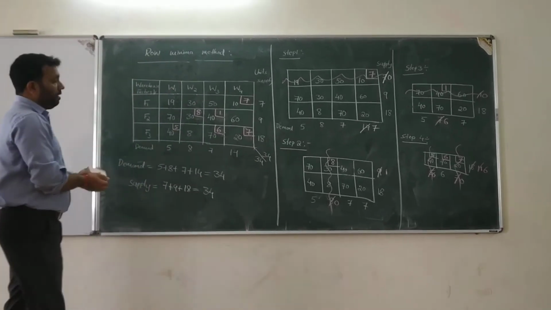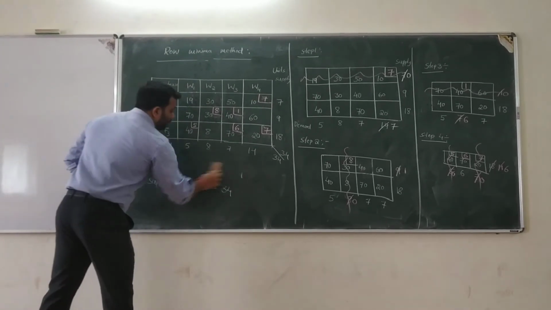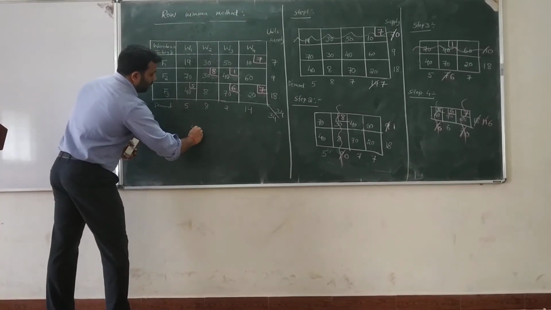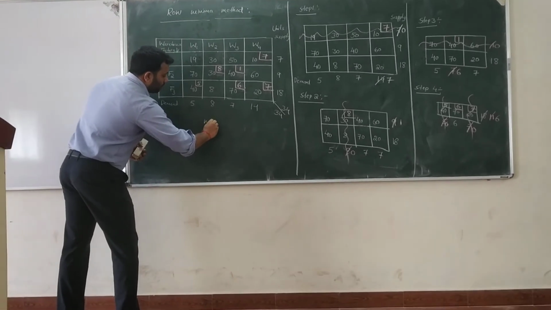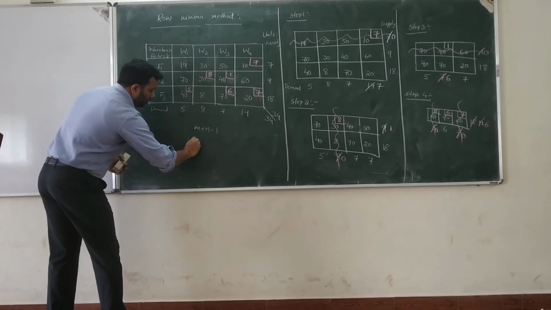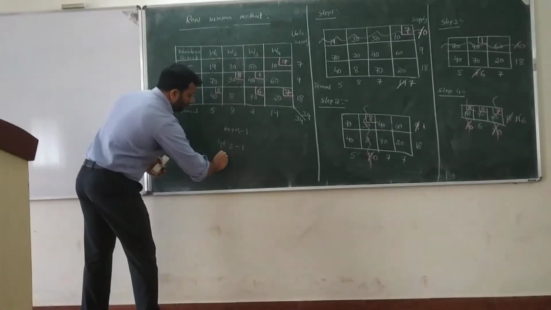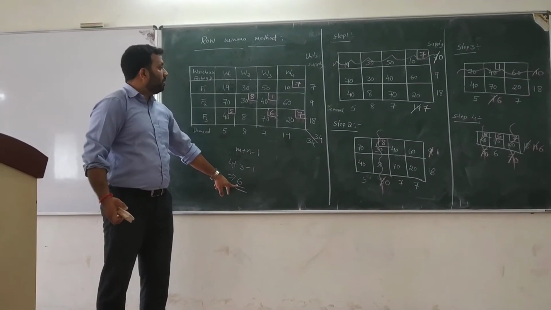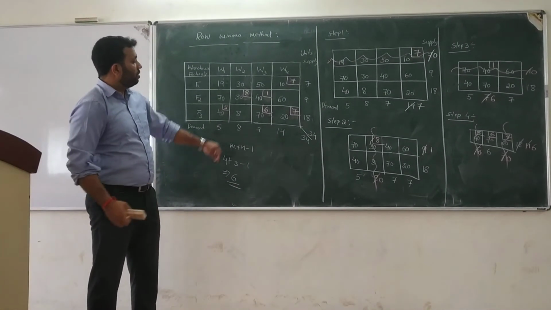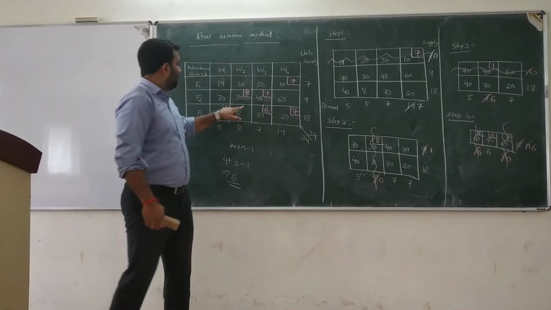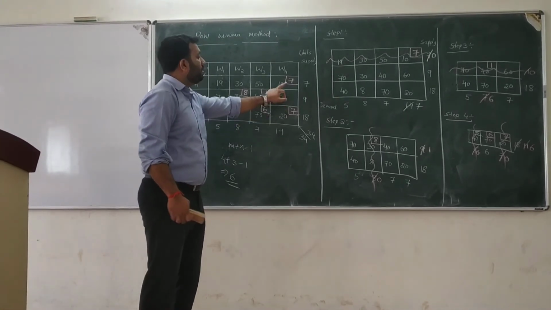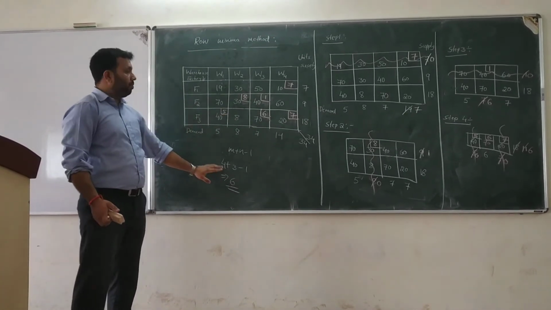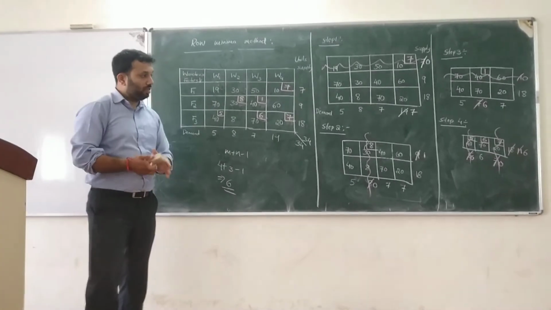Now again we have to look into the m plus n minus 1 rule. Here m plus n minus 1 is 4 plus 3 minus 1, which is equal to 6 positions. We have to verify whether we have allocated to 6 positions or not. Counting 1, 2, 3, 4, 5, 6, we have allocated to all the 6 positions. That is why the solution is optimum. So we have got the solution.